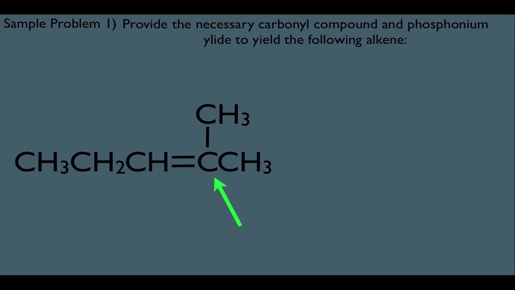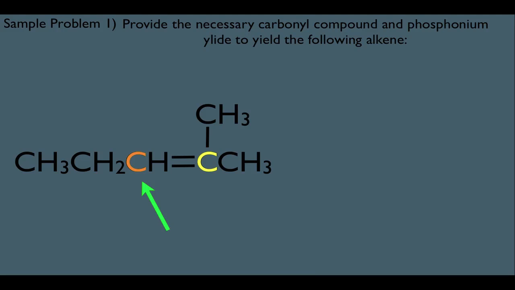Notice the carbon right here at the arrow has technically 3 carbons directly connected to it, and this carbon has directly connected to it only 2 carbons. Since he's less substituted, we'd like the phosphorus ylide to come from this carbon, which means the other carbon would have to come from the carbonyl, the yellow carbon.